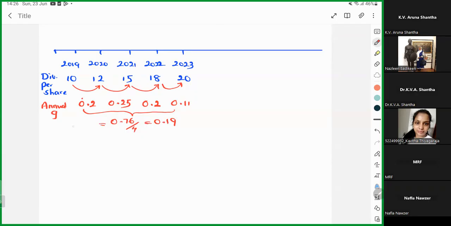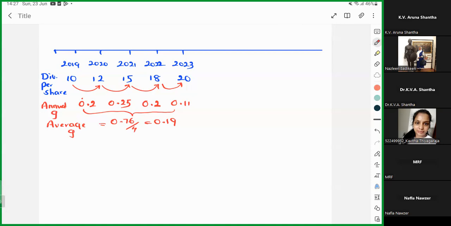So this is average dividend growth rate, 0.19. This is the simple average. Or you can get the geometric average.